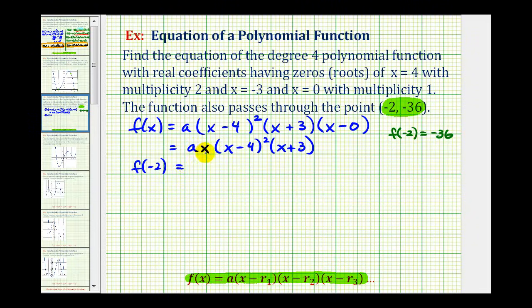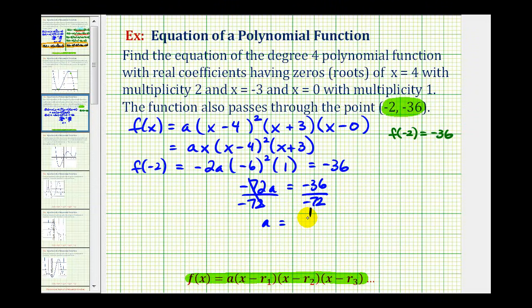So we would have a times negative 2, or negative 2a, times, this would be negative 2 minus 4, that's negative 6 squared. And here we'd have negative 2 plus 3, that's positive 1. And this must equal negative 36. So we have negative 2 times a times positive 36 times 1. That's going to be negative 72a equals negative 36. Divide both sides by negative 72, and we have a equals positive 1/2.